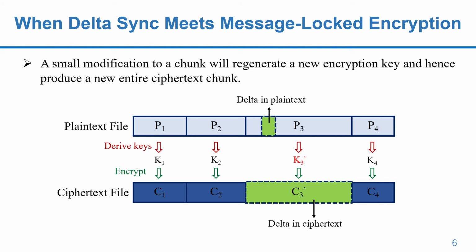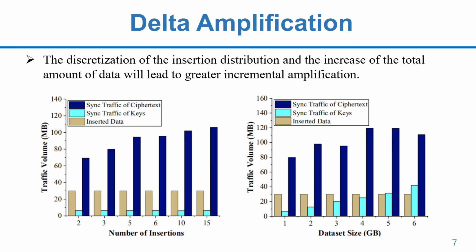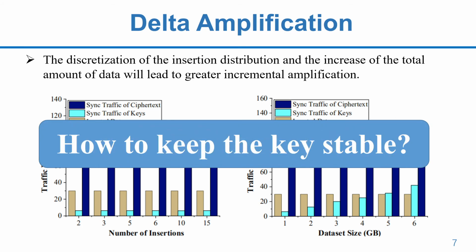This figure shows that a small modification can lead to a large number of encryptions during data sync due to key change. Our preliminary results show that with the increasing of data set size and the insertion times, the phenomenon of data amplification will become more serious. This is caused by the change of the key, which motivates us to think how to guarantee the stability of the key and avoid data amplification.